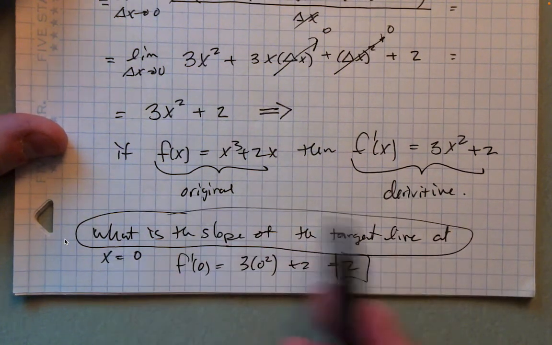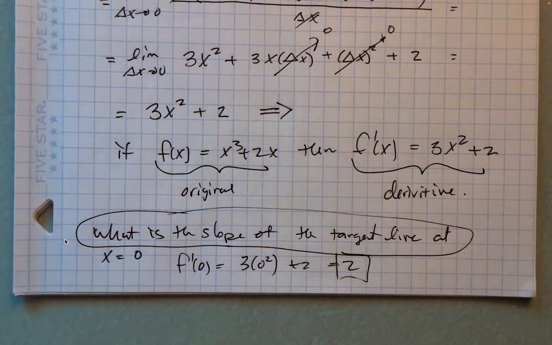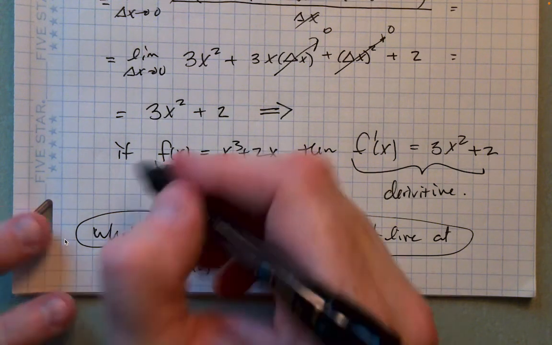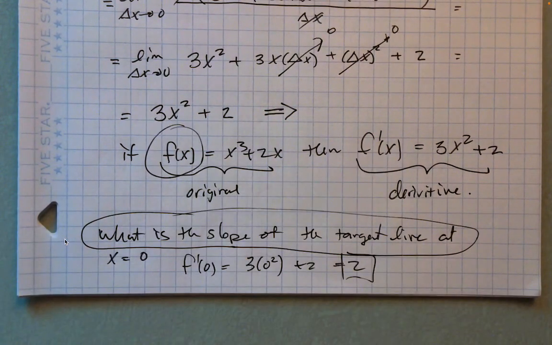Now, it's very important to remember that when we ask what is the slope of the tangent line at a particular point, what we're really asking is what is the slope of the function. Because the tangent line is the line that touches the function at a single point. So when we ask what's the slope of the tangent line, we're asking what's the slope of the function at that point.